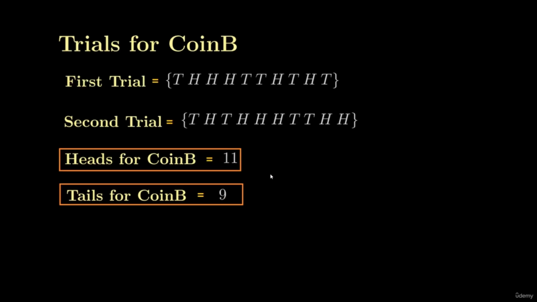We also perform the trials for coin B. This time for coin B, we have 2 trials, and we have 5 tails and 5 heads in the first trial, and we have 4 tails and 6 heads in the second trial. If we add the tails for coin B, we have 9 tails in total in both the trials, and we have 11 heads in both the trials.